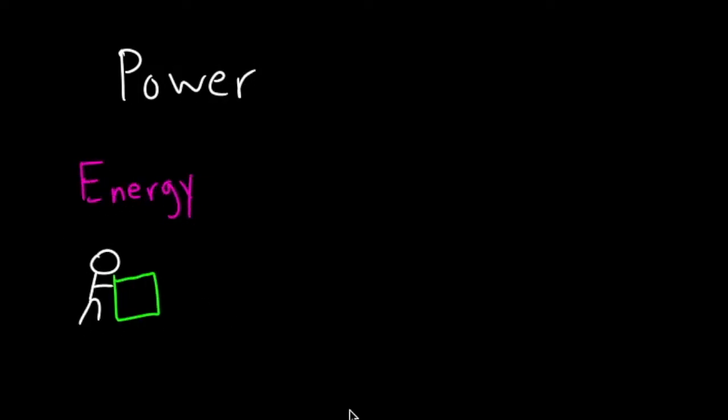The last concept I will explain is power. Power is the amount of energy transferred each second. Its formula is P equals W over t, or power equals work over time. Basically, the faster you can transfer a certain amount of energy, the higher the power is.